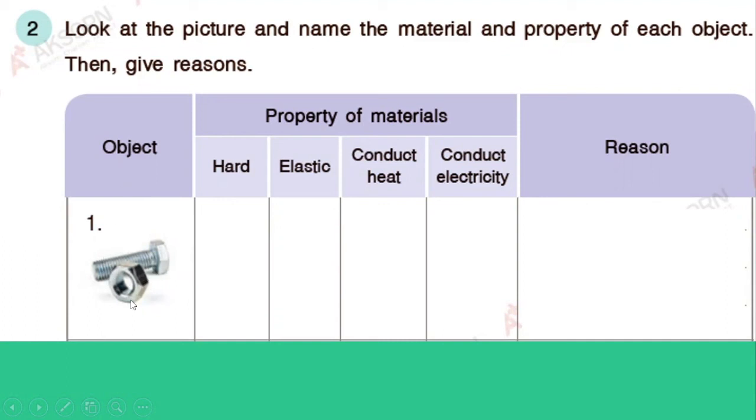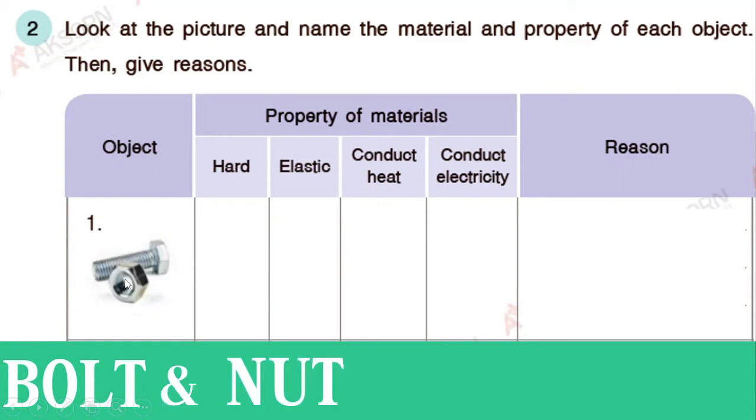Do you know what is it? This one, bolt. Repeat after me, bolt. Bolt. Yeah, and second one, what is it? It's nut. Repeat after me, nut. Bolt and nut. Bolt and nut. Okay. Property of material. This bolt and nut made of metal, yeah.